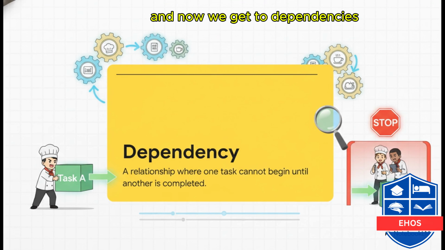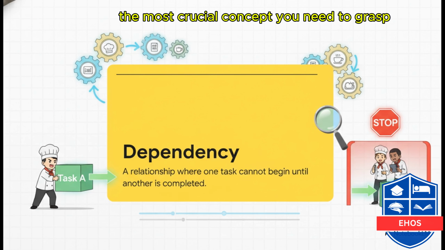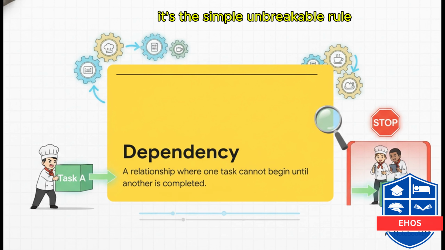And now we get to dependencies. And I'm going to say it, this is, without a doubt, the most crucial concept you need to grasp. It's the simple, unbreakable rule that task B cannot start until task A is completely finished.